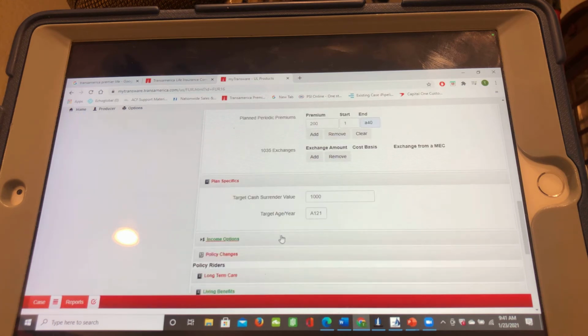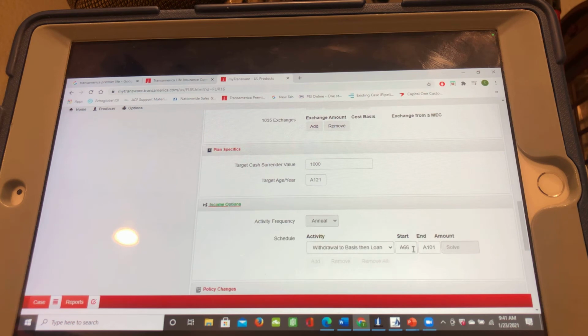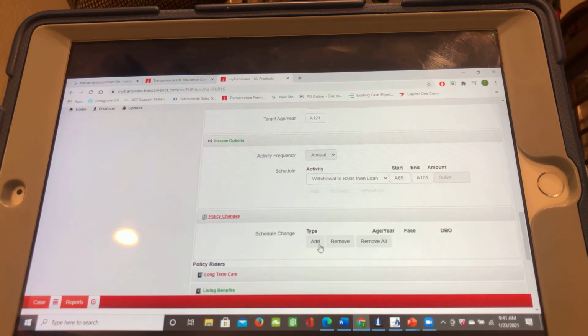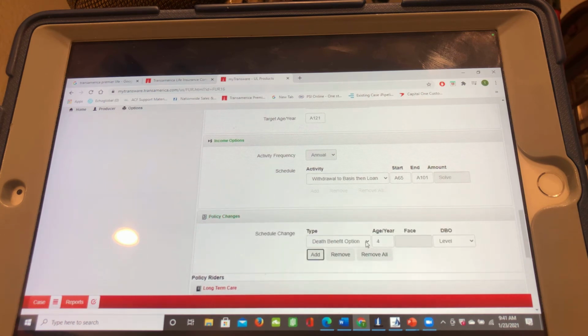Okay. So in income options, there's a couple things you can do. You can set this up so that Larry could actually have his kid retire for his retirement, or I'm going to show you guys a few different ways how it can be utilized. Okay. So let's just say 65. Policy changes, add. We're going to go ahead and switch this at the age of 40.